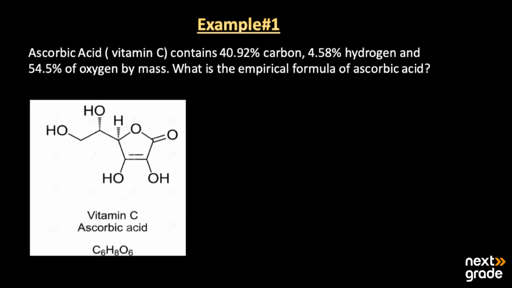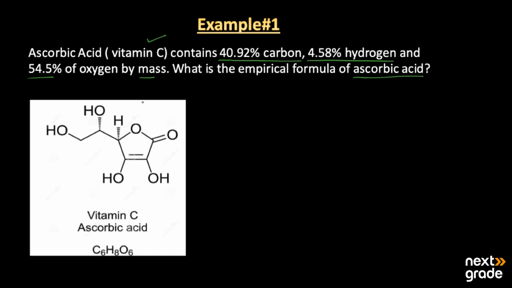For this purpose, we have example number one, in which we have ascorbic acid. Ascorbic acid is vitamin C. It contains 40.92% carbon, 4.58% hydrogen, and 54.5% oxygen by mass. So what is the empirical formula for ascorbic acid? We have to find its empirical formula.